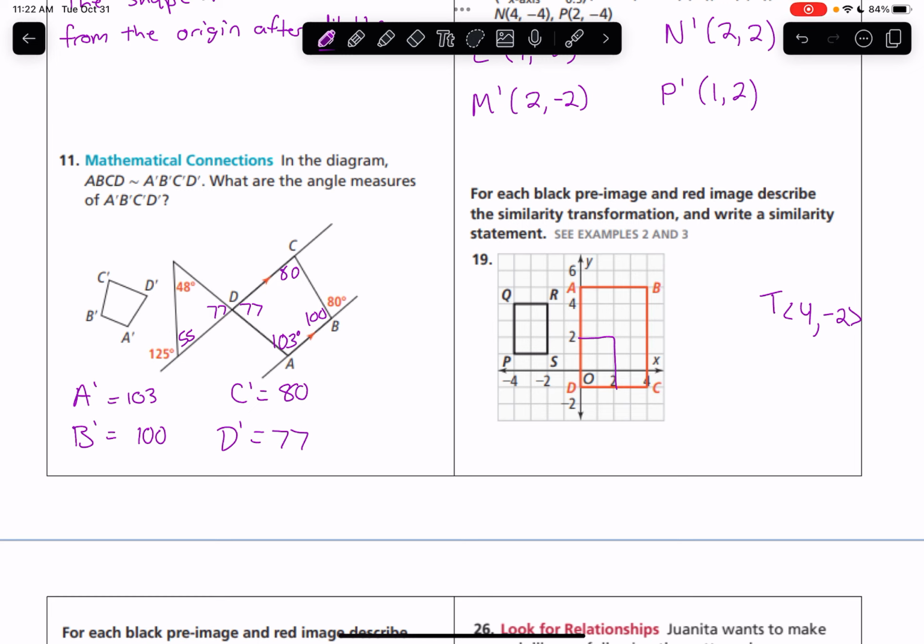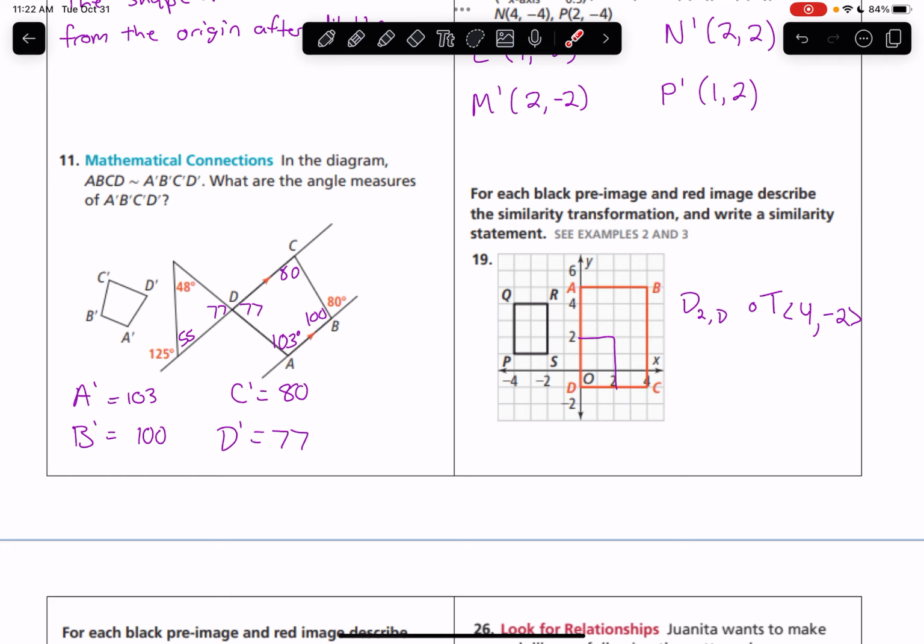Let's see. So a translation of 4, negative 2 combined with, and then after we combine, we end up dilating it with a scale factor of 2, but we're using point D as the center of dilation, since we're going from point D and we're growing outward and making those sides double the length that they were. So that would be my similarity transformation that I'm using there.